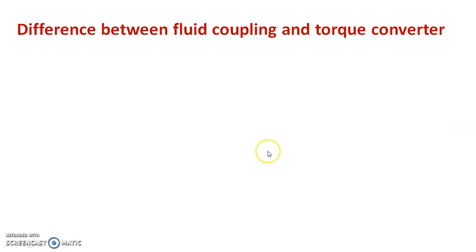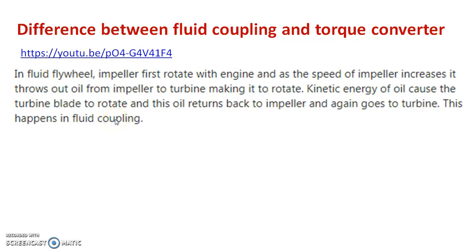Before proceeding to the understanding of torque converter, let us see what is the difference between fluid coupling and torque converter. As I already said, there are two devices. One is called fluid coupling and the second one is a torque converter, which are used in automatic transmission. But what is the difference? Let us see first. You can have this link to see the actual difference between fluid coupling and torque converter.